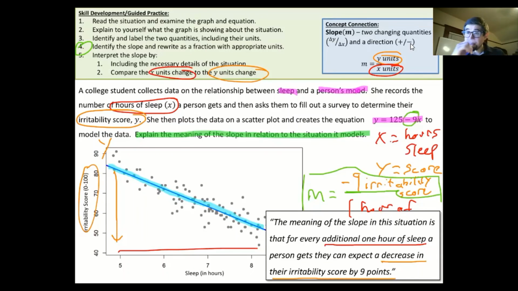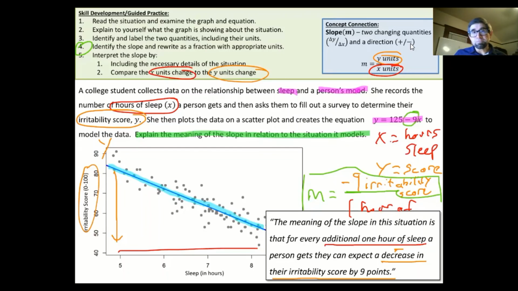Okay, now this is something I just need to explain very quickly. Notice in our slope that it was -9. Well, look how I put 9 points here. Why didn't I include the negative? I actually did, but I did not write it as a negative number. I used a word. So this word right here, decrease, that is my negative sign. So I can say they can expect a decrease, negative, in their irritability score by 9 points.